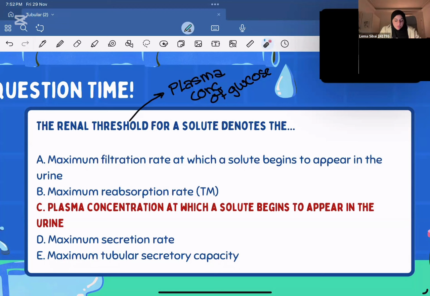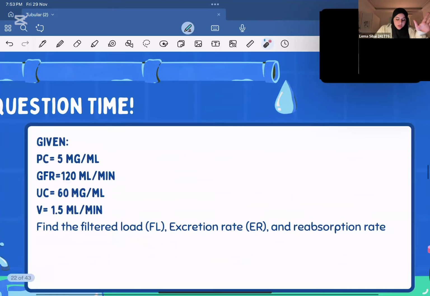Maximum secretion rate, we didn't talk about secretion, and renal threshold is only for reabsorption. We didn't mention maximum secretion rate. And also, again, it's a rate. It's not a certain concentration. And maximum tubular secretory capacity is just a random term that we never took, and we didn't really talk about secretory capacity.